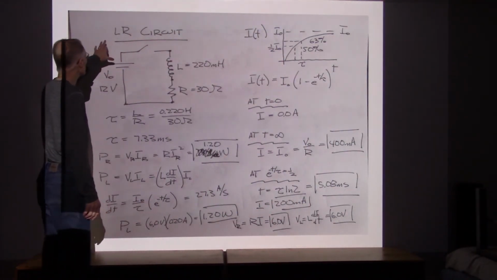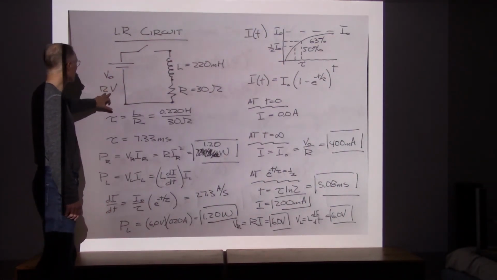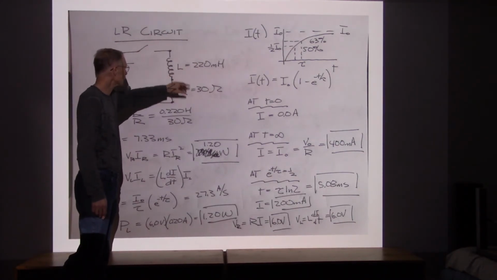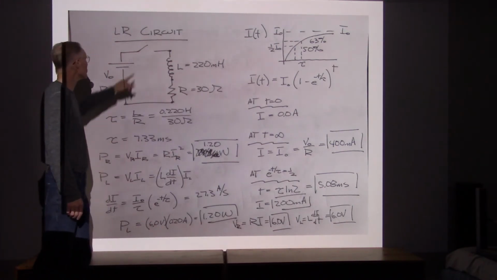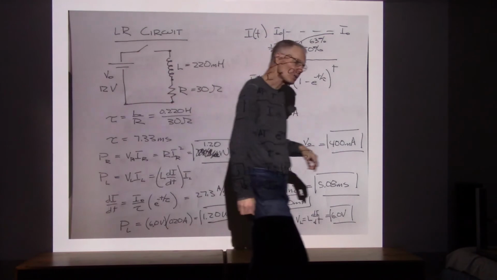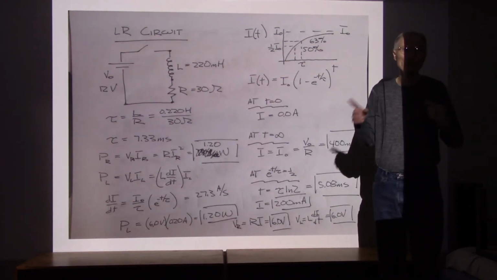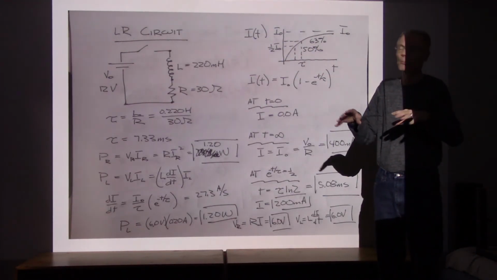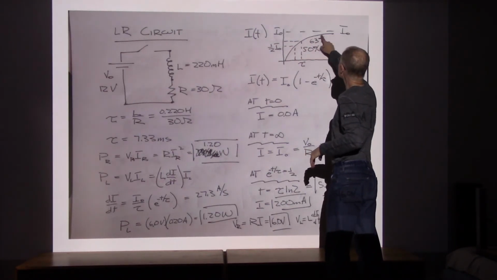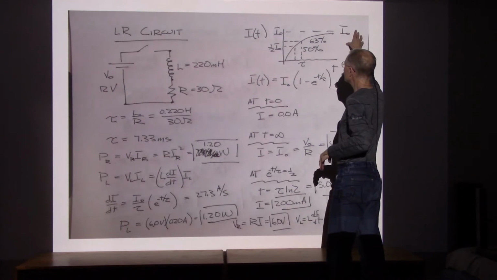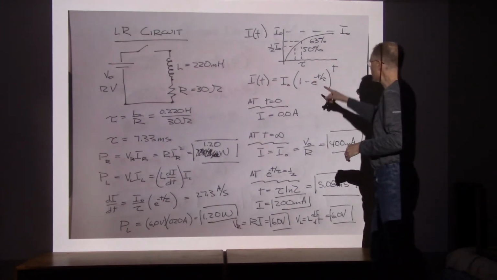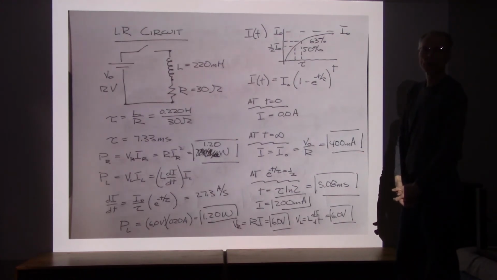Here is the LR circuit right here. There's the battery, it's 12 volts. Here is my 220 millihenry inductor. Here is the 30 ohm resistor. There's the switch. I'm going to close the switch at t equals 0. And what we saw, both by observation and theoretically, is that the current is going to asymptotically approach some final value, and it's going to be represented by this 1 minus exponential function.